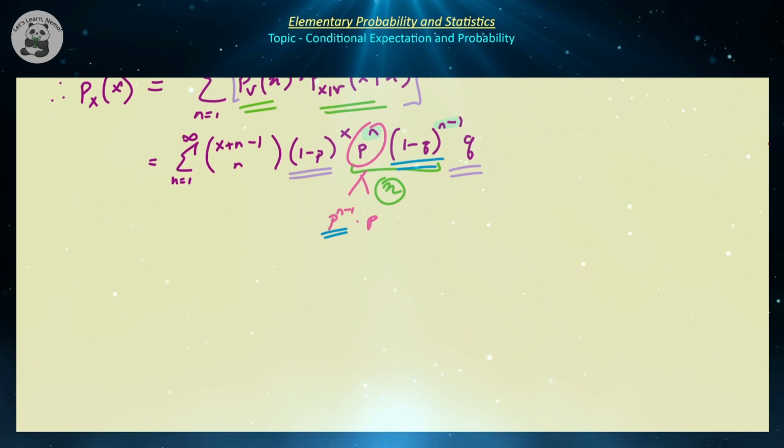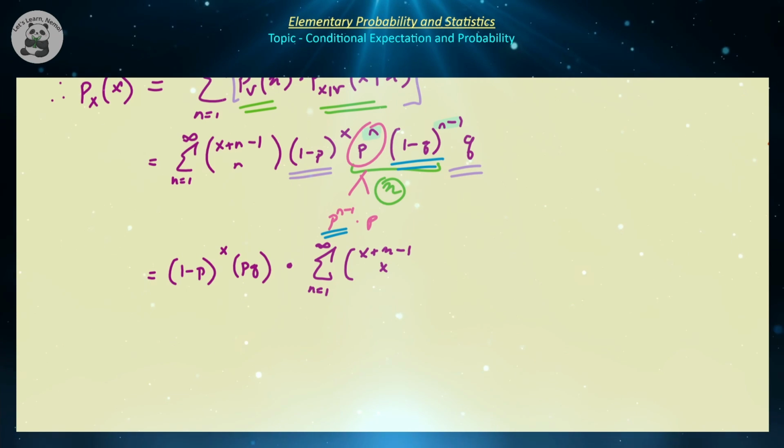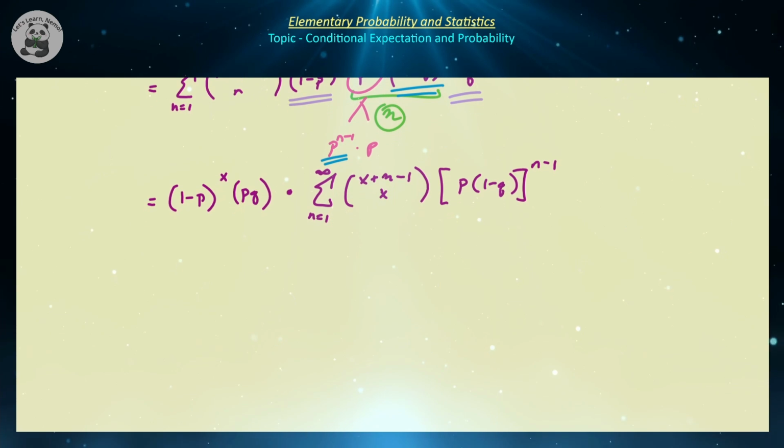So once I perform that decomposition, I'm going to have (1 − p)^x, and then I'm going to have a p and a q factored out of my sum, and then I'm going to have the sum from n equal to 1 to infinity of (x + n − 1 choose x) times [p(1 − q)]^(n−1). Right? And there's not much algebraically you can do with this unless you know a little bit about infinite series.